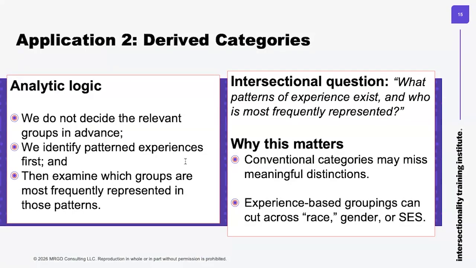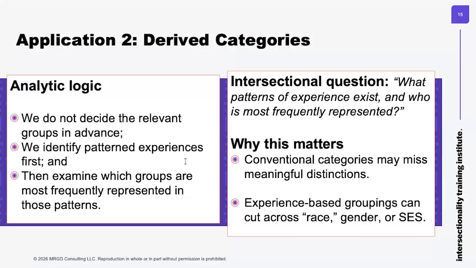So, it's also beautiful because we don't need to decide the relevant groups in advance. We're able to identify these patterns and experiences first. And then what we do is we usually export that data, and then we can examine which groups are most frequently represented in these different patterns. So is it women? Is it men? Is it by education? Is it by the region of the country you live in, or any of those intersections?